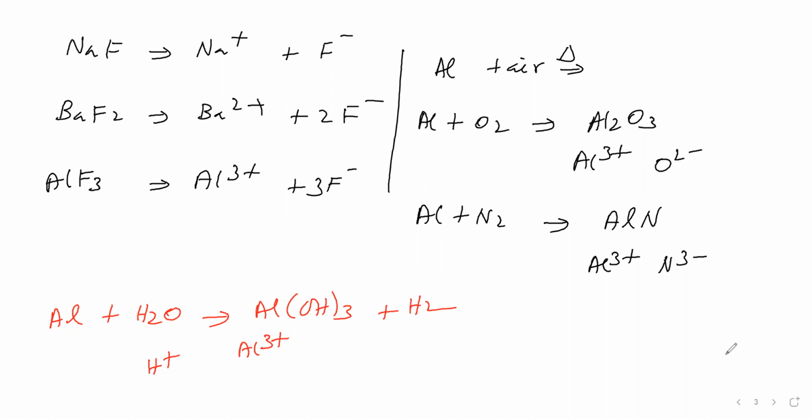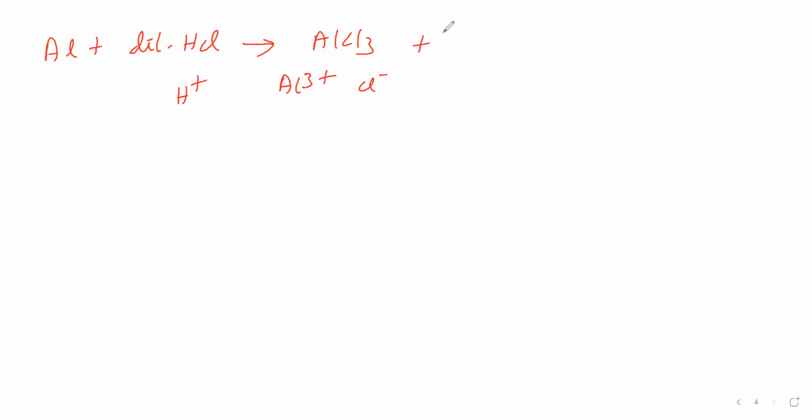Then aluminum with dilute HCl, we'll see what the reaction is. Aluminum is converting into Al3 plus. That Al3 plus takes Cl minus and becomes AlCl3. In HCl, what remains is H plus. That H plus undergoes reduction and becomes hydrogen gas.